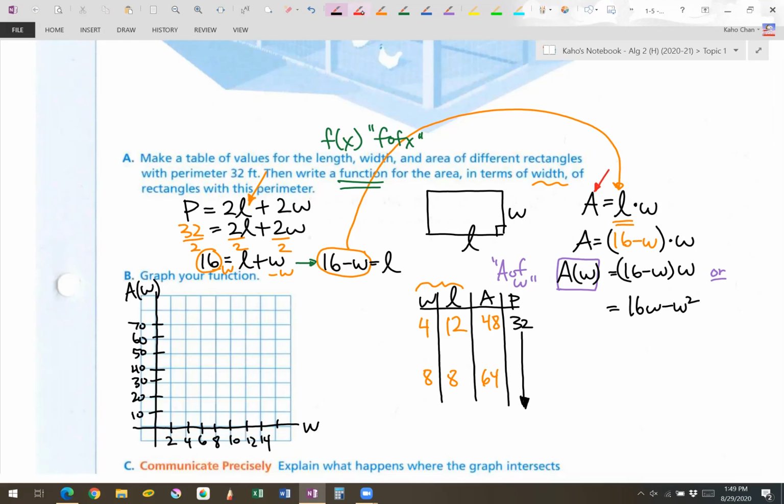We're plotting W, comma, A of W, or the area. 4, comma, 48 is first. So it's about right there. The other point that I threw in was 8, comma, 64. Let's plot that one.